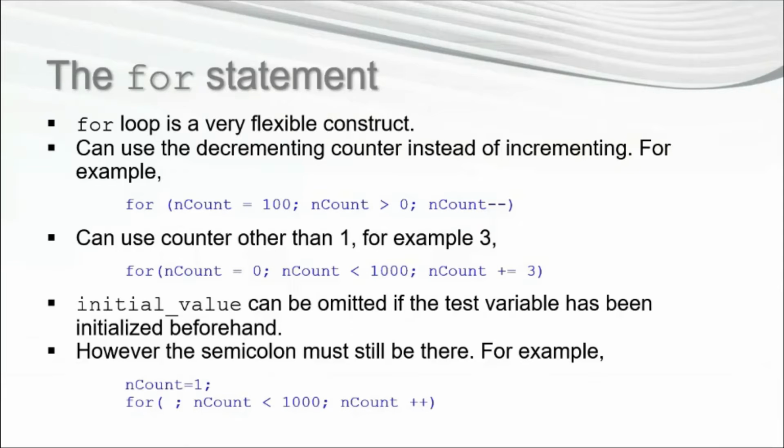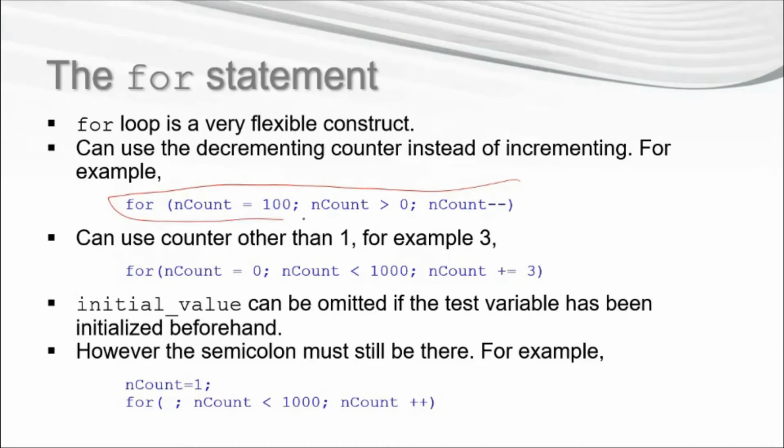The for loop is a very flexible construct. Actually, it is a very flexible statement, or flexible loop, in the sense that we can use a decrementing counter instead of the incrementing one. We used the incrementing counter in the previous class, and actually we can use the decrementing counter also. As an example, this statement is an example.